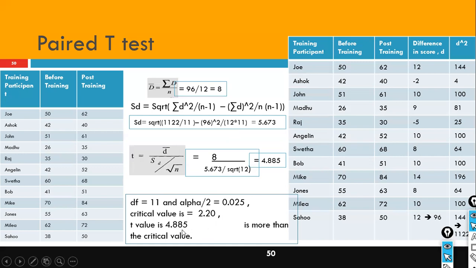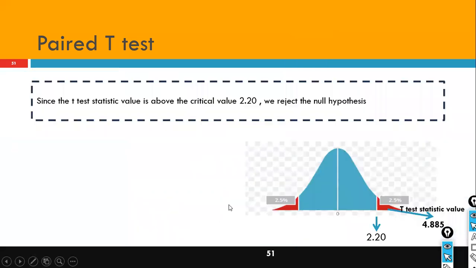Since the T value is 4.885, it is more than the critical value, hence it is falling in the rejection region. We can reject the null hypothesis. Look here, 4.885 is the T value. Since it is greater than 2.20, which is the critical value, we are going to reject the null hypothesis.